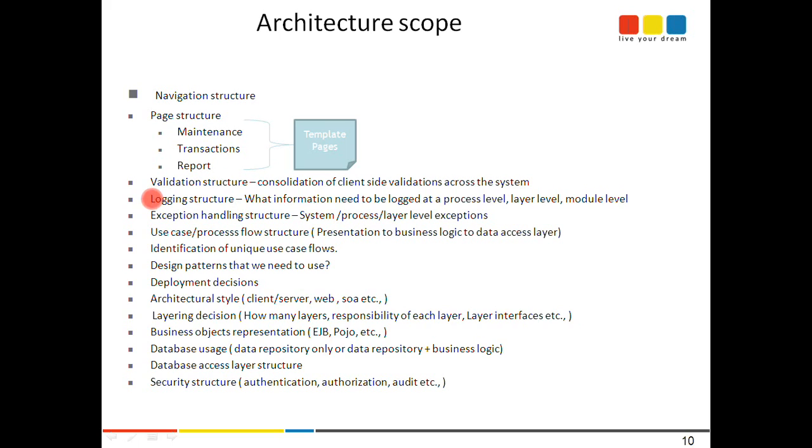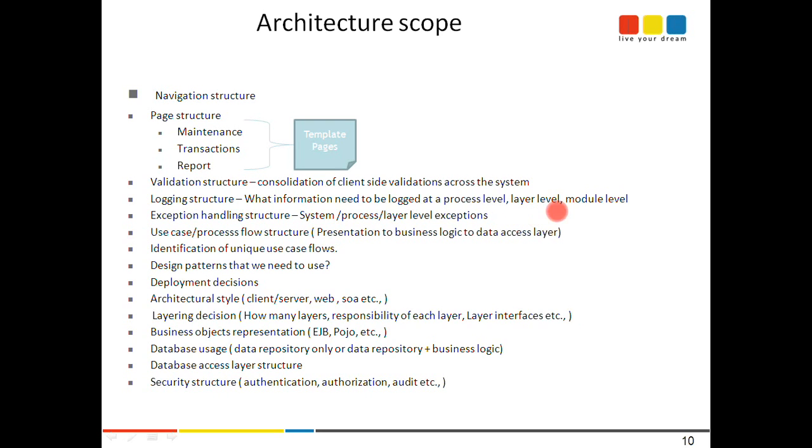The fourth one is logging structure. The question is what information needs to be logged at a process level, at a layer level, at a module level, or at a lower granularity level. Again, you need to define it and put it in the architecture. The fifth one is exception handling. What are the exceptions? What is the structure of exceptions, and exceptions at a system level, process level, layer level? This again needs to be part of your software architecture.